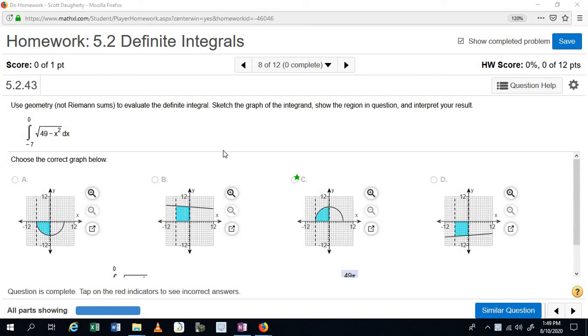Okay, so let's first sketch the graph of this integrand, where the integrand, of course, here is the square root of 49 minus x squared. So let's see if we can figure out what the graph of this function would be without a calculator. Now, obviously, if you had a graphing calculator, you could plug it in and see what it looks like, but let's try and do it without a graphing calculator.